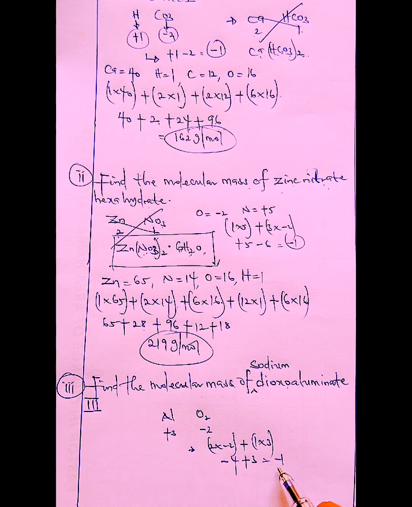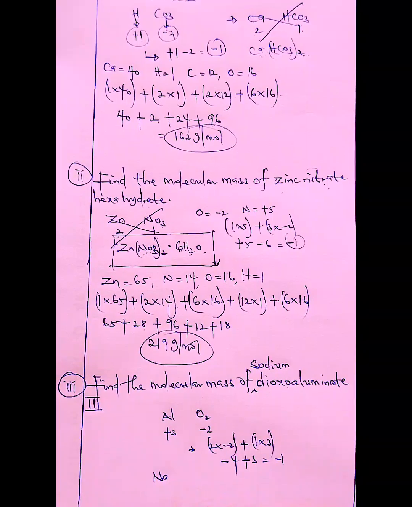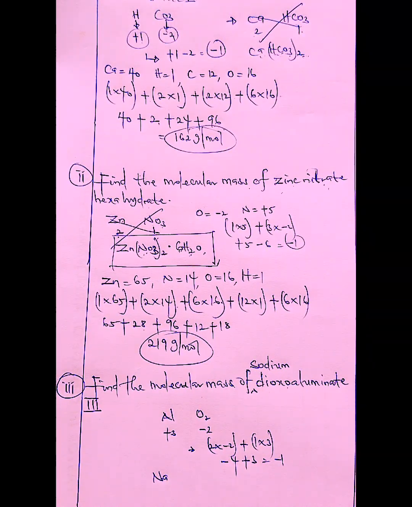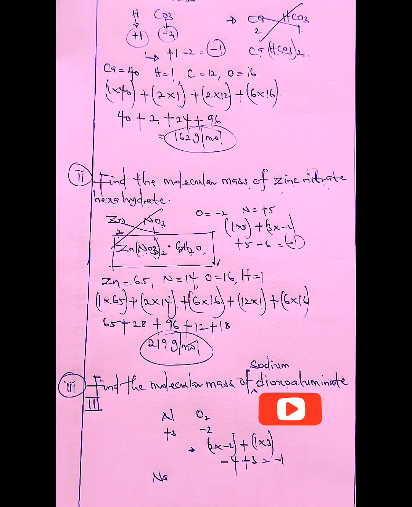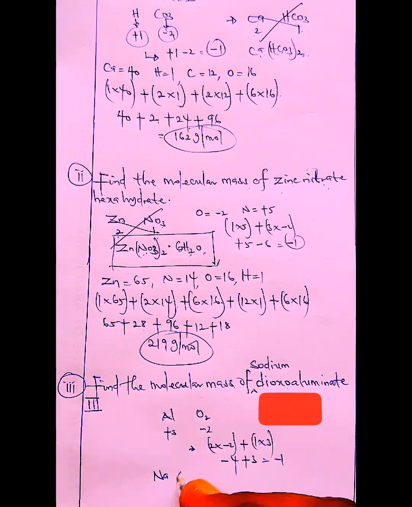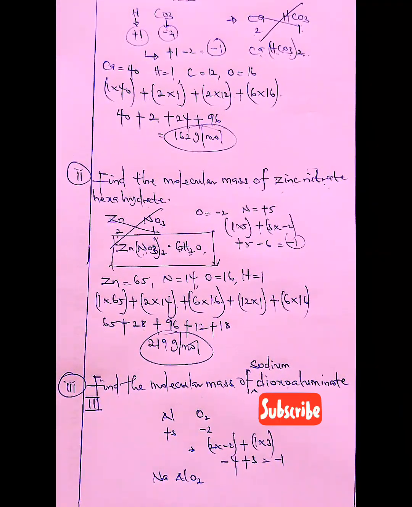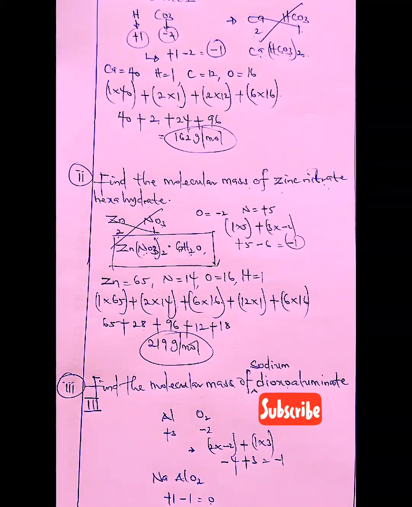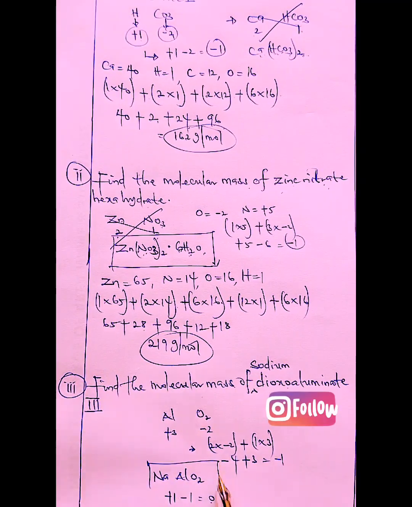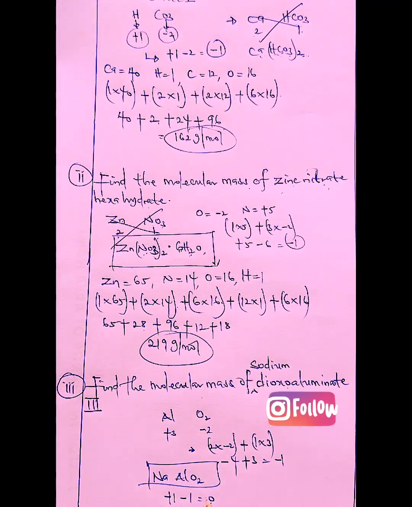So when we link it up with sodium, which is natrium, the 11th element on the periodic table, sodium has an oxidation number of plus 1. When we link it up with the AlO2 that we have here, we end up with plus 1 minus 1, which is 0, so there is no charge. This is the chemical formula: NaAlO2, which is sodium dioxoaluminate(III).